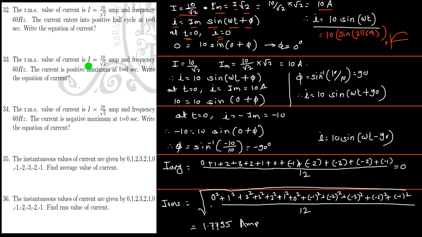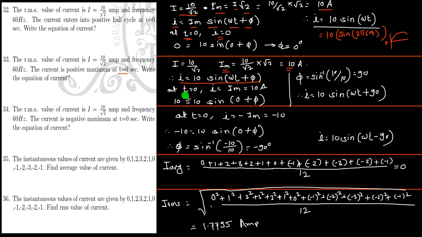The RMS value of the current is I = 10/√2 ampere and the frequency is 60 hertz. The current is positive maximum at t = 0 seconds. So write these equations. Again, the RMS value is converted into the maximum value, which gives you 10 ampere. This is the standard equation which I already discussed in the previous problem.